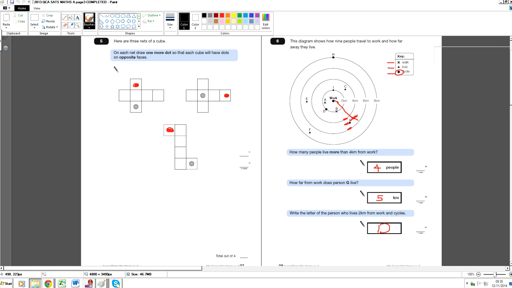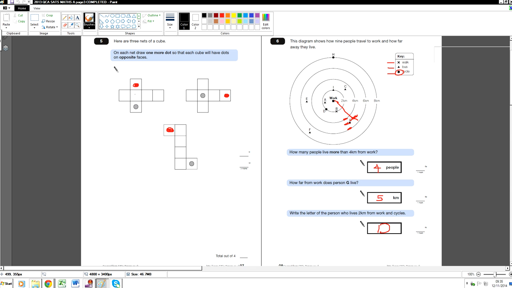Okay. Now question number 5. Here are 3 nets of a cube. The grey dots were the original. On each net, draw 1 more dot so that each cube will have dots on opposite faces. So we need to mentally fold up this net so it goes back to making a cube. If you think that's the base, this will be the front, come up, and that will be the back. That's how these will be opposite each other.